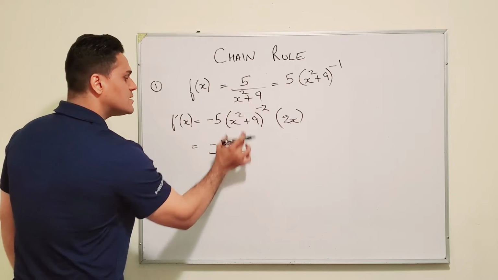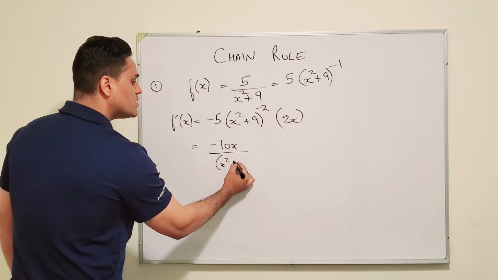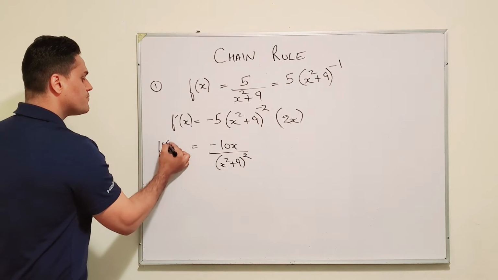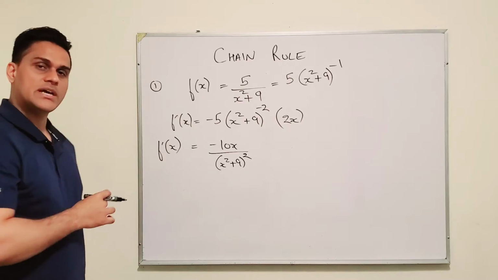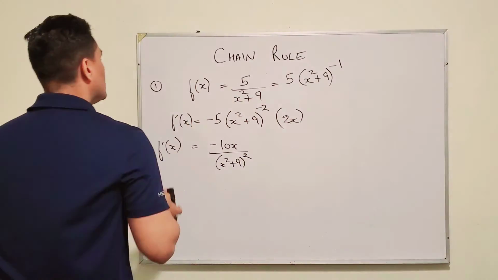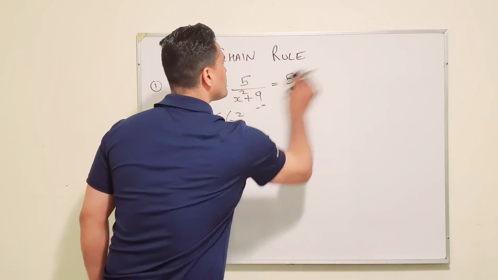And we're going to move this term to the bottom. So the exponent is now going to become positive. So that's our derivative using chain rule. Okay? Let's do another example.